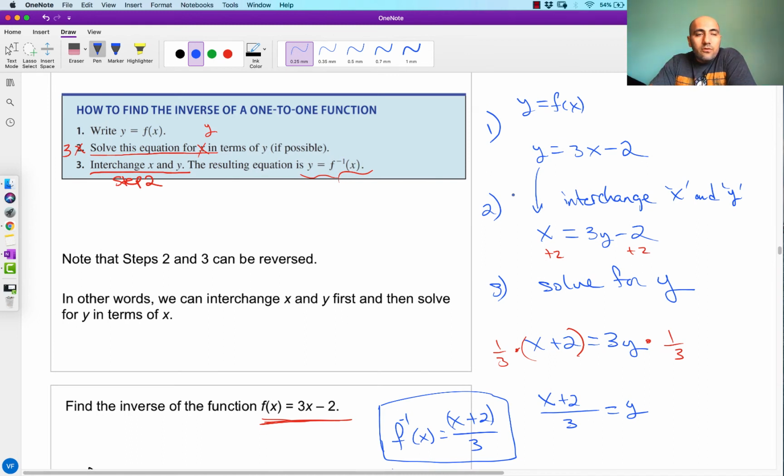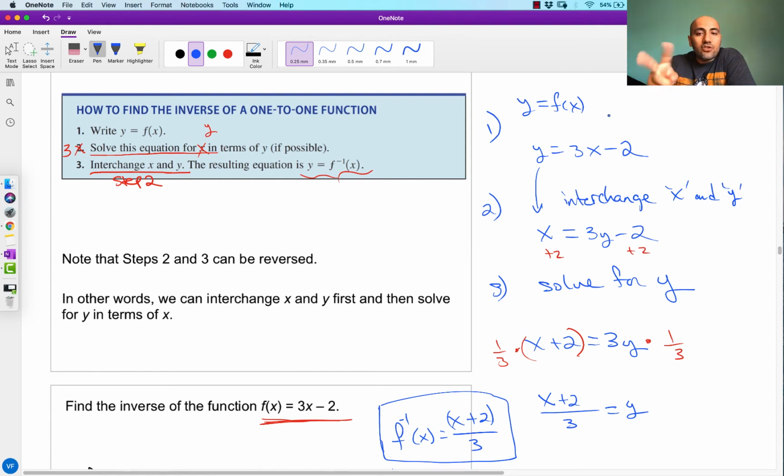So if you follow the examples in the book, you will follow it using these set of instructions. The author follows this. So we write y equals f of x, solve the equation for x in terms of y, and then interchange the x and y, and then that's when you get to your answer. But I like to interchange the steps a little bit this way. So step 1 would be to replace the f of x with a y.